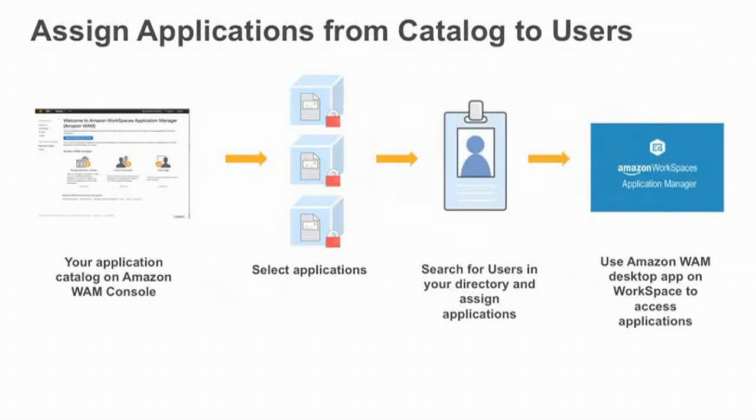Now, once the apps are available in the catalog, you can then select these applications and assign them to users in your organization with workspaces. Once the apps are assigned, they are delivered into the user's workspaces by the service. The assignment of the apps relies on Active Directory users and groups, so you'll be able to assign apps by user or by group.